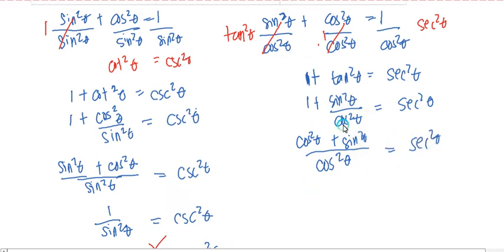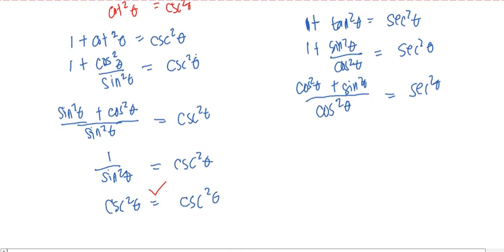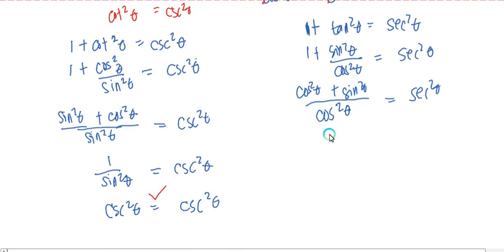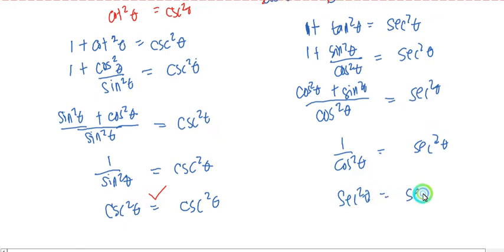Okay, so what happened is we found our LCD, or our common denominator. So we will have 1 on top. So we have 1 all over cosine squared theta is equal to, our answer should be secant squared theta. So 1 over cosine squared, this is secant squared theta, is equal to secant squared theta. So since this is equal, that means we have proven our identity.